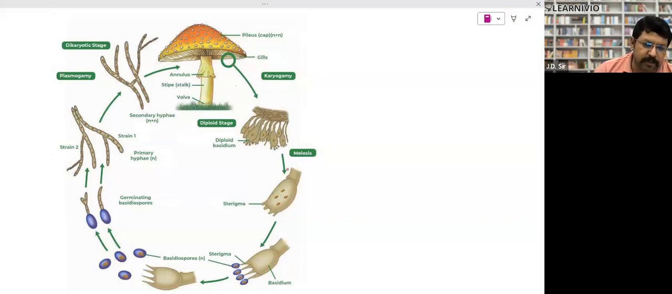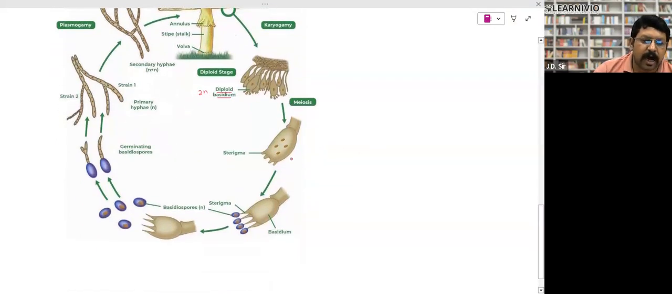Inside this diploid basidium, the 2n structure, meiosis takes place. It is already given over here that meiosis takes place. After the meiosis, formation of 4 haploid structures will take place. These structures are called sterigmata. At the top of the sterigmata, 4 basidiospores will form. I have already told you.